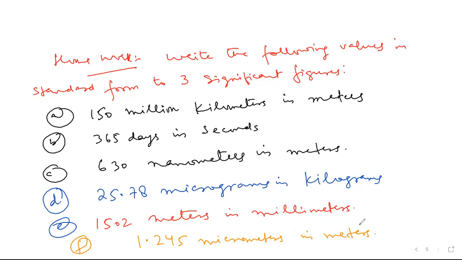Let me check it. Write the following values in standard form to 3 significant figures. Part A is 150 million kilometers in meters. Part B is 365 days in seconds. Part C is 630 nanometers in meters. Part D is 25.78 micrograms in kilograms. E is 1502 meters in millimeters. F is 1.245 micrometers in meters.